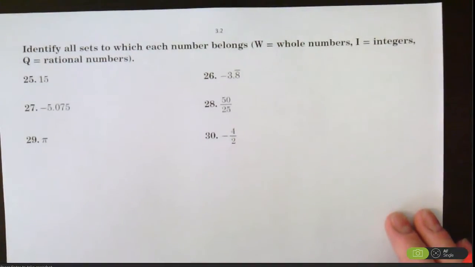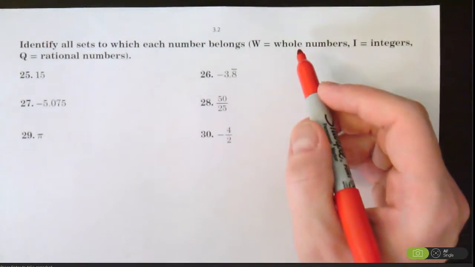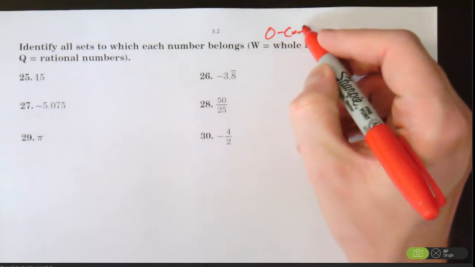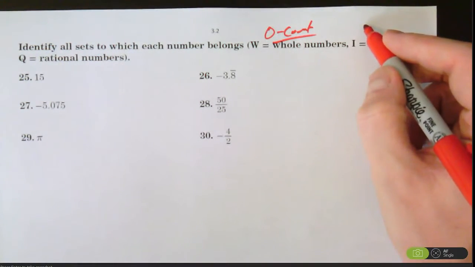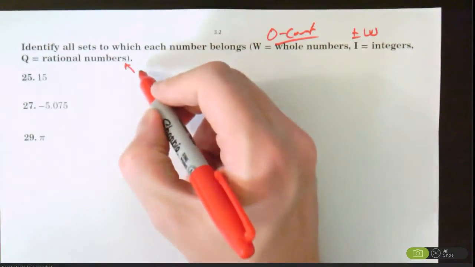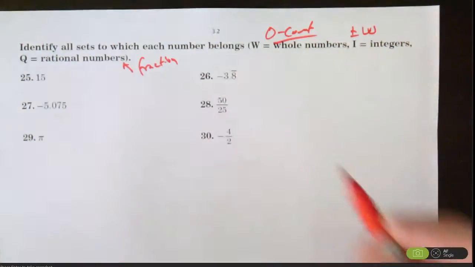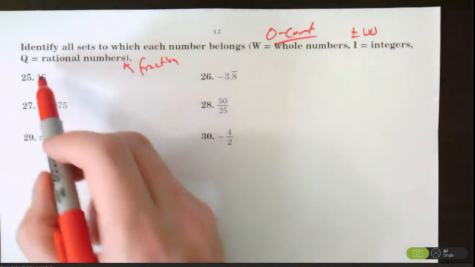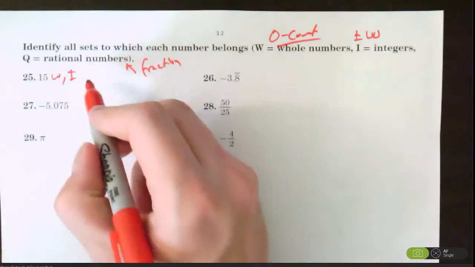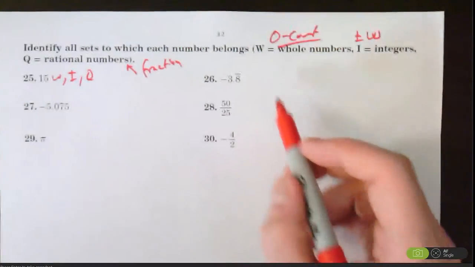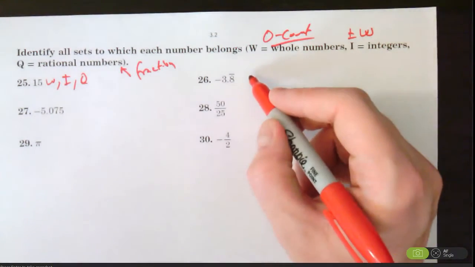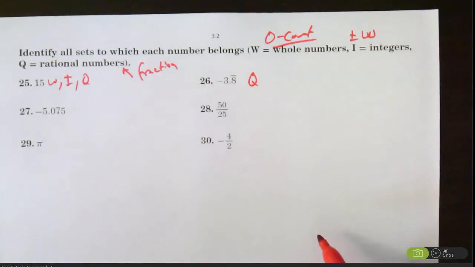Classifying numbers. Whole numbers are numbers like you count with, almost. It's 0 and then counting numbers. Integers are whole numbers, but positive or negative, and then rational numbers are anything that can be written as a fraction. Number 25 is a whole number, but if you're a whole number, that means you're also an integer and a rational number. Number 26 is negative 3.8. It's a decimal that repeats. That can only be a rational number.